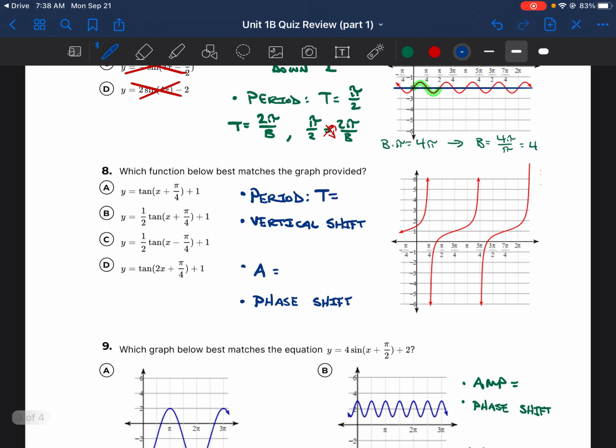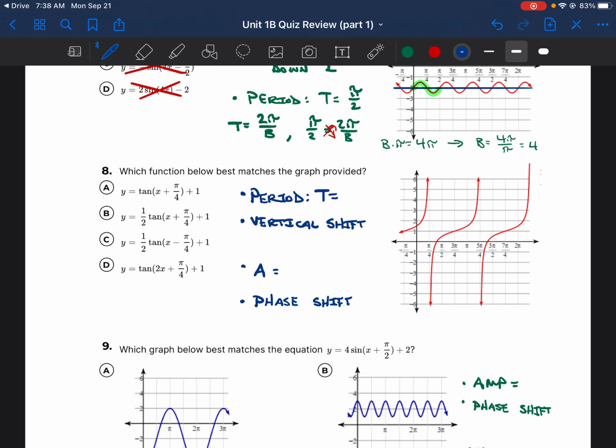All right, looking at number 8, which function below best matches the graph? Notice this time we have a tangent function. We know that tangent can be a little bit more difficult than sine and cosine at times. So let's see if we can start to identify either some period changes, vertical shifts, phase shifts, or A changes. Remember that for a tangent, we don't have an amplitude, so to speak, but we can still vertically stretch or shrink the graph based off the A term.